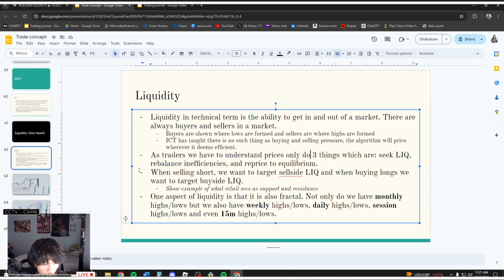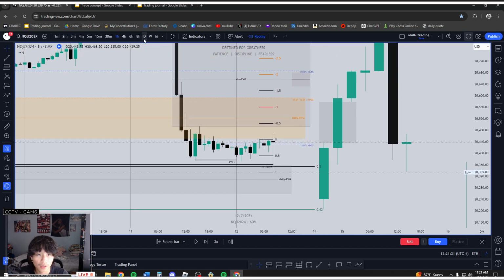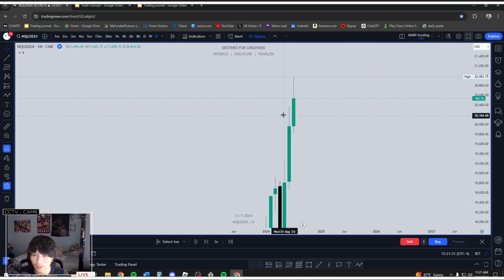The fourth thing I do want to talk about is one aspect of liquidity: liquidity is fractal. So not only do we have monthly highs and lows, but we also have weekly highs and lows, daily highs and lows, session highs and lows, and even 15-minute highs and lows. What I mean by that is, here on the monthly time frame, just based on this one candle right here, we have a monthly high and a monthly low. On the weekly time frame, we also have that.